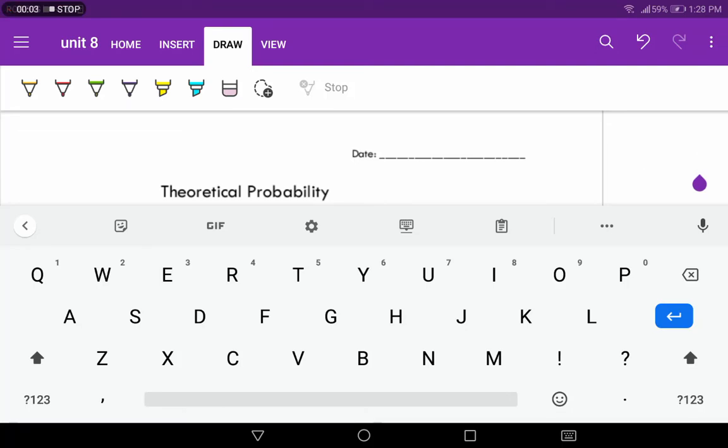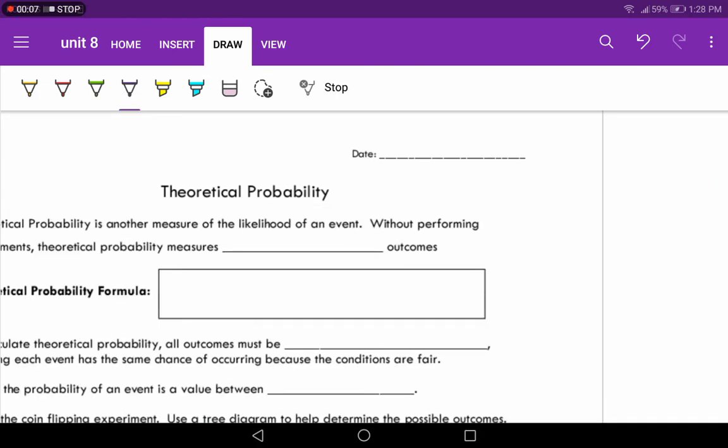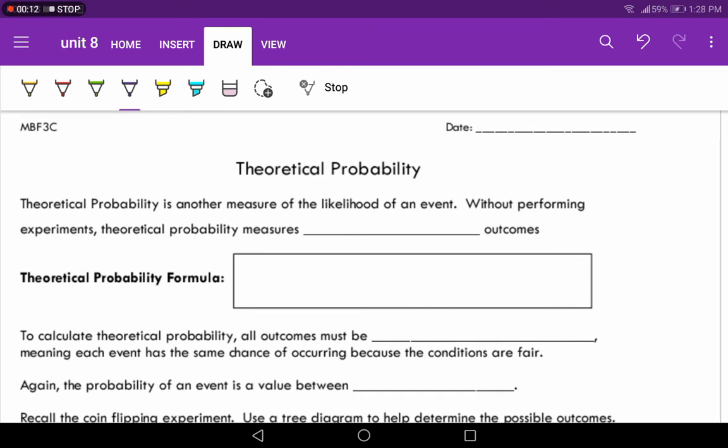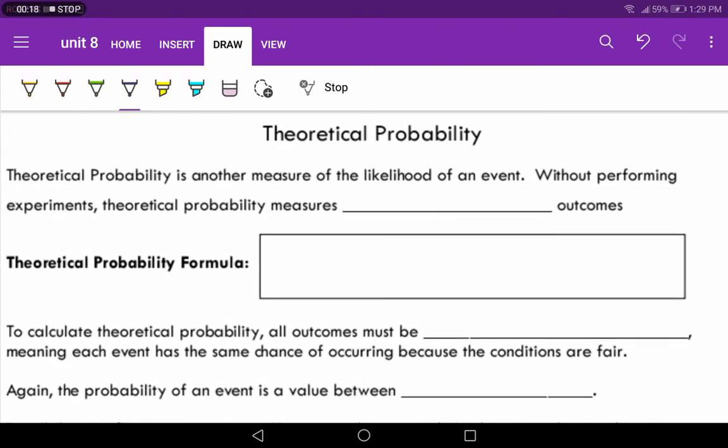This is the second note of the last unit on probability. So the first note we talked about experimental probability. This note we will be discussing theoretical probability. So theoretical probability is another measure of the likelihood of an event. Without performing experiments, theoretical probability measures possible outcomes.